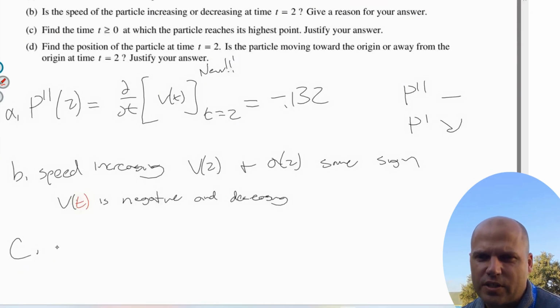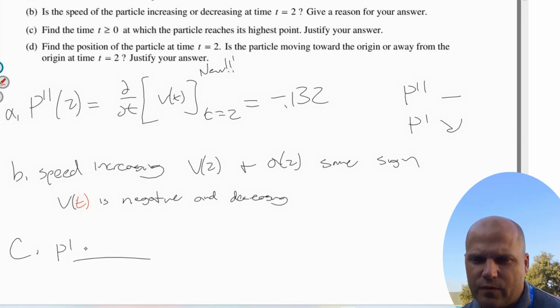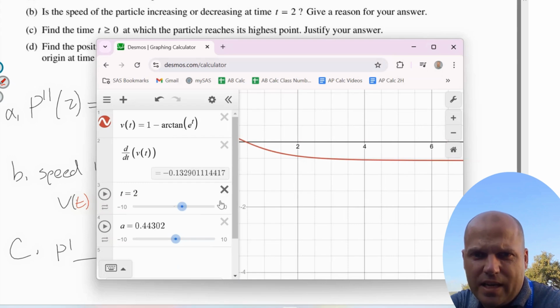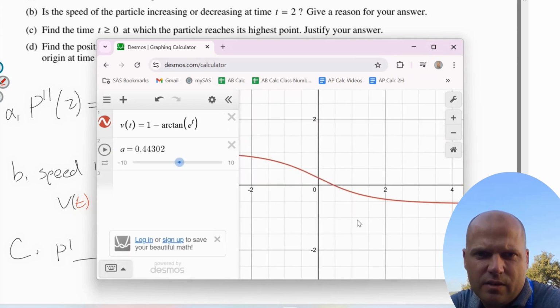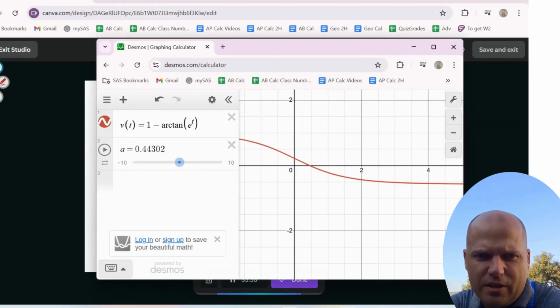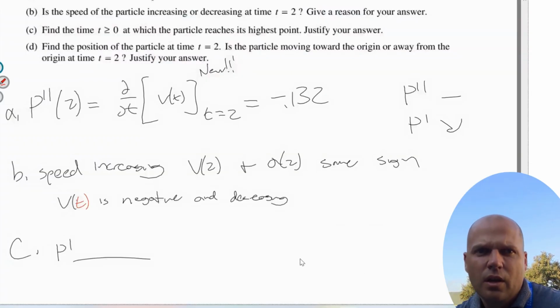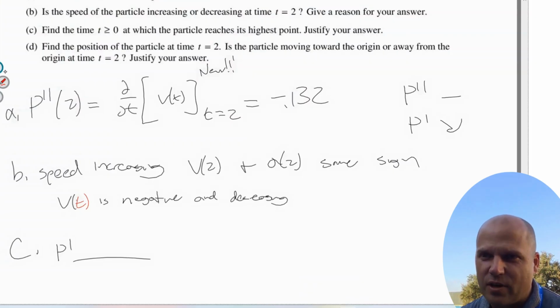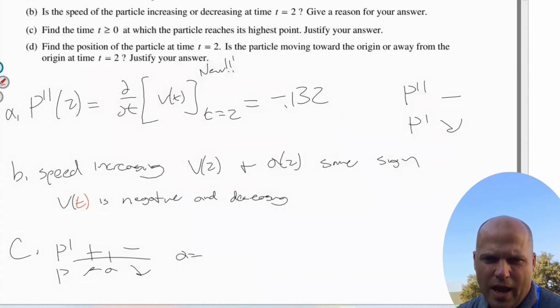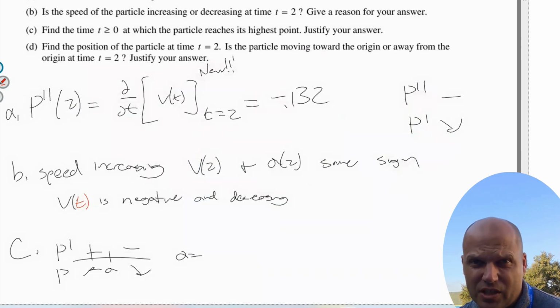All right, highest point, justify your answer. Well, my derivative is positive until a, and then it's negative after a. Okay, and we're going from 0 to what? Or are we just talking about in general? Yeah, so it's forever, but it's an easy answer. It's going to be at a. A equals 0.44302.